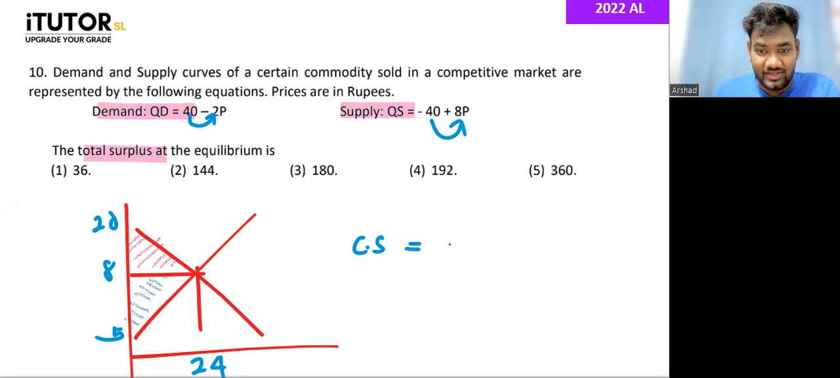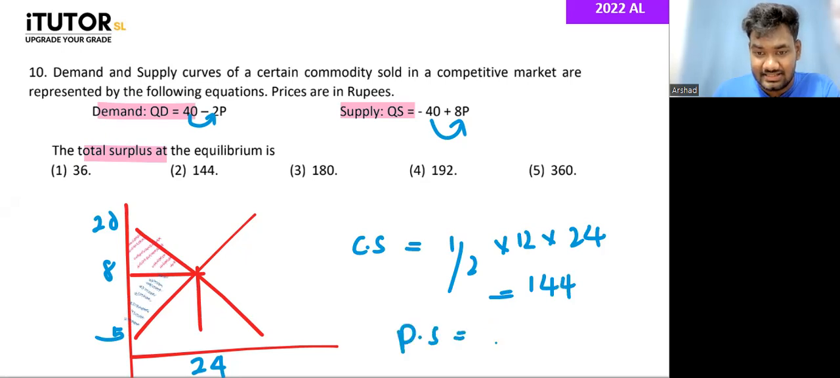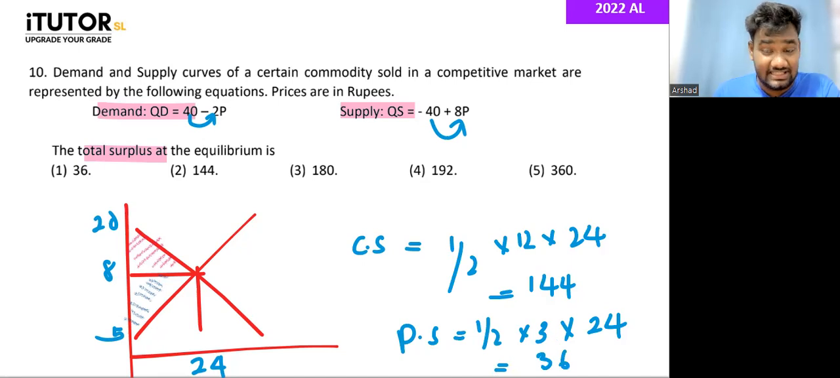20 minus 8 is 12. 12 into half into 12 into 24. That's 12 into 12, that's 144. Producer surplus is half into 8 minus 5, which is 3, into 24. So 12 into 3 is 36. So 144 plus 36, 180. You all get that? Yeah. Fine. Very simple question, just to calculate consumer surplus and producer surplus.